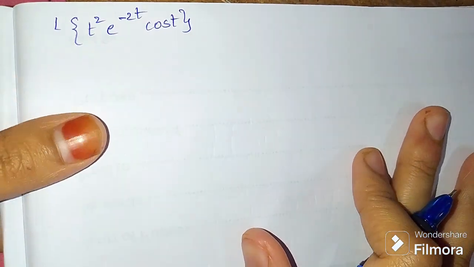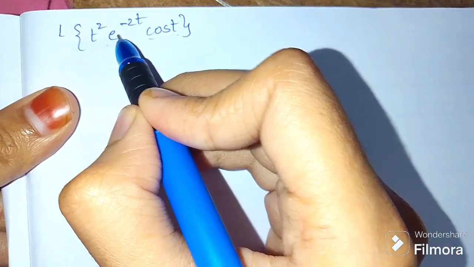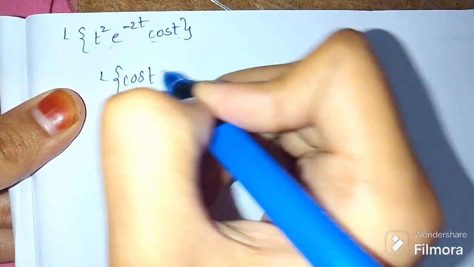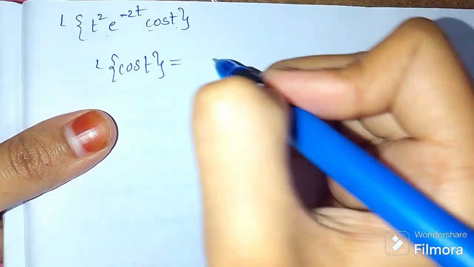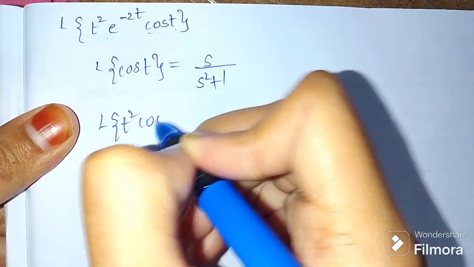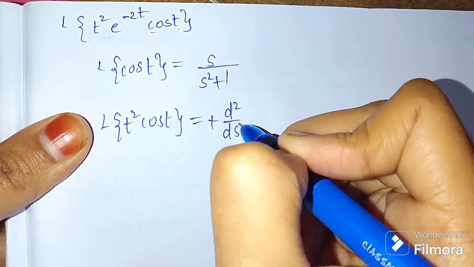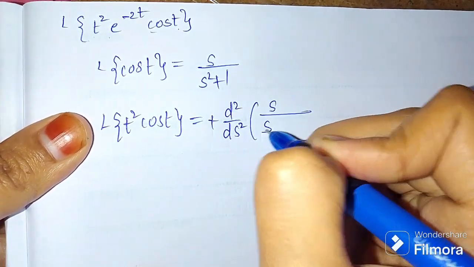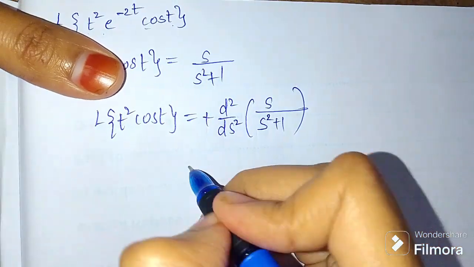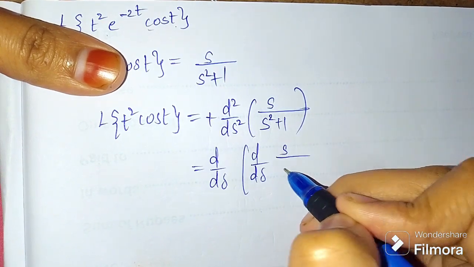So same model, but somewhat difficult because t square is given. So first we'll proceed with cos t. Next we'll take t square. Lastly we'll take this because we just need to substitute s plus 2. Okay. So first Laplace of cos t. What is Laplace of cos t? s by (s square plus 1). Next Laplace of t square cos t. So directly if you want you can take plus d square by ds square of s by (s square plus 1).